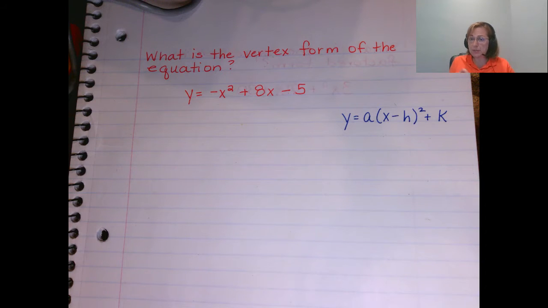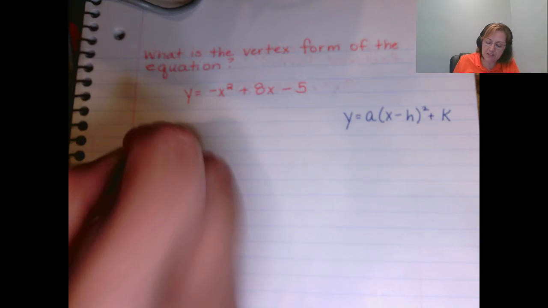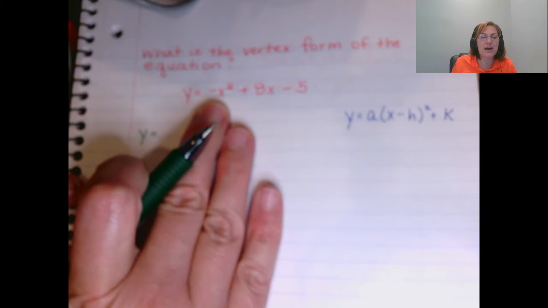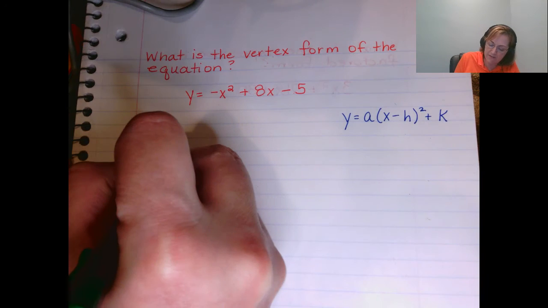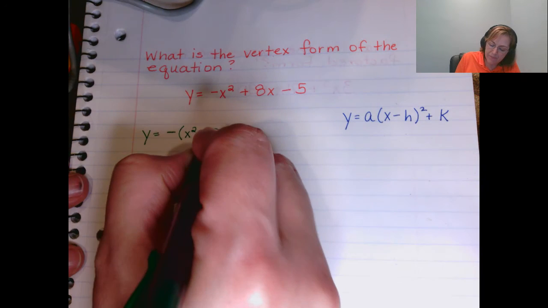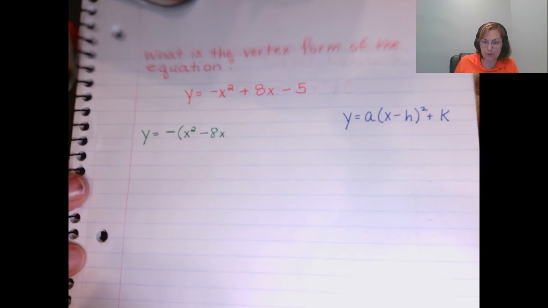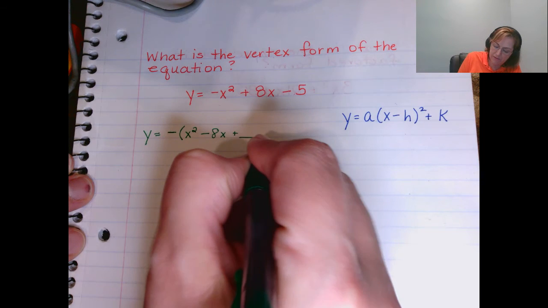So let me do a little bit of rearranging to set things up so that we can complete the square. Now, the first thing that I'm going to do is to factor out this coefficient of x squared. I'm actually going to factor out a negative, but I'm only going to factor it out of the first two terms. I'm going to leave that minus 5 by itself.